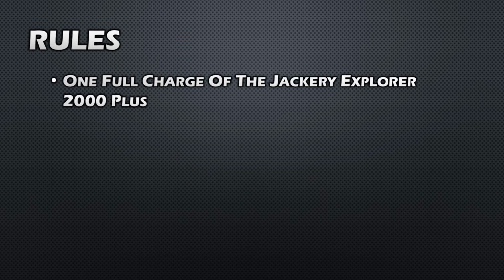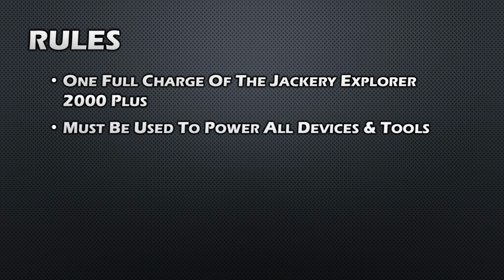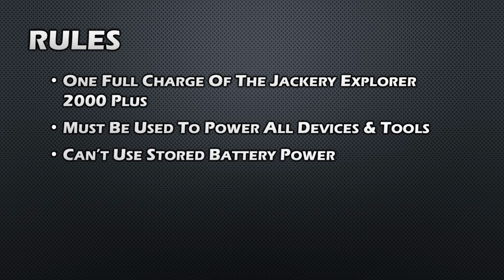To start, I need to set some ground rules. I'm going to use a single charge of the Explorer 2000 Plus, so I'll charge it up at the beginning of the project, and then I can only use power from it to power any computer equipment, printers, tools or chargers that I need to get the computer designed, printed, assembled and booted up. I also can't use any previously stored power in battery powered devices. If I have to use a battery powered device like my laptop, then I'll drain it completely before starting and I'll need to use the Explorer 2000 Plus to charge it up as well.